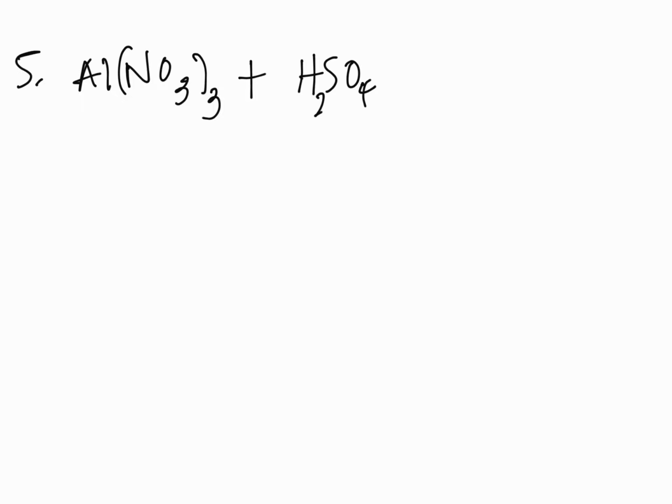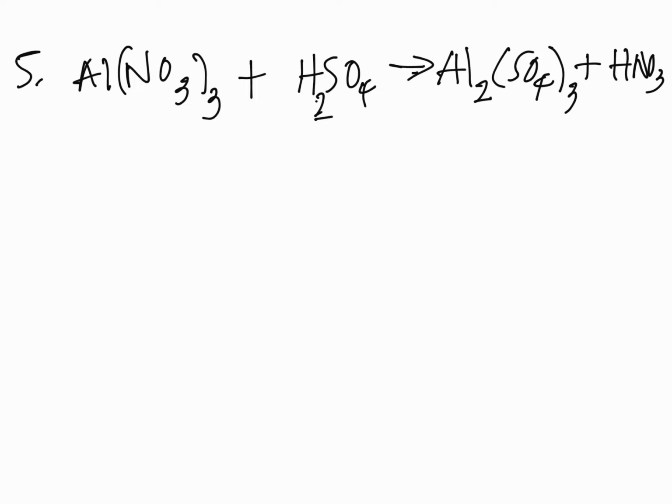Let's go for example number 5. So for example number 5, we have here aluminum nitrate again. This is a bit longer chemical equation. And then sulfuric acid is one of the reactants, and the resulting products are aluminum sulfate, Al2(SO4)3, and then nitric acid, HNO3.